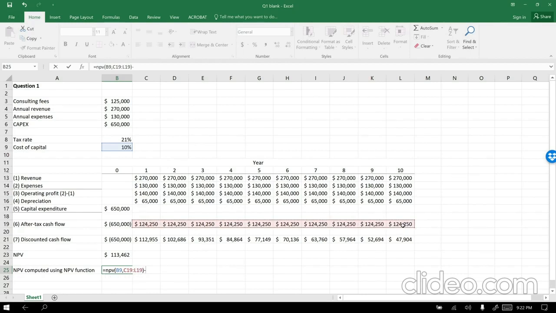If we also subtract the initial investment of $650,000, this calculation should equal the net present value, which we computed by just summing up the cash flows that we discounted ourselves. So the two results are identical.